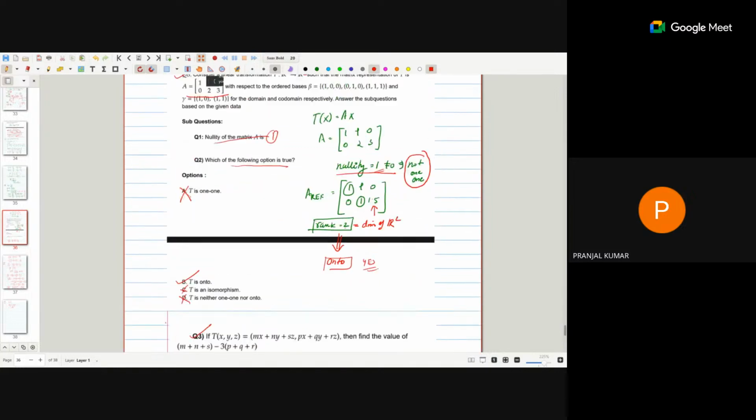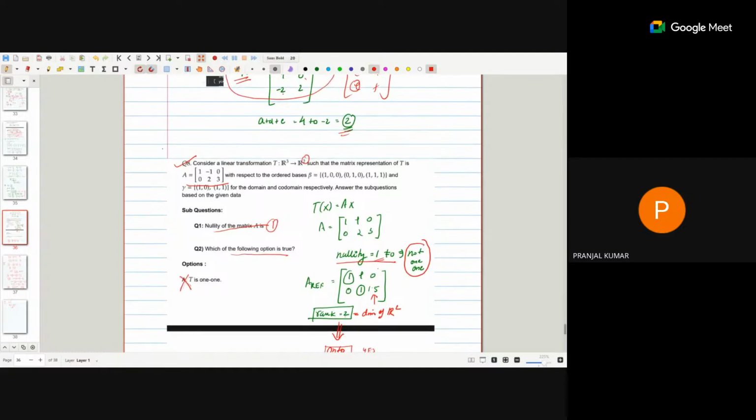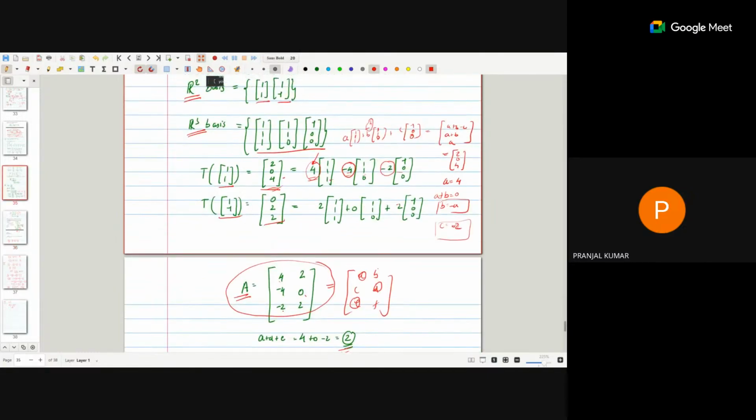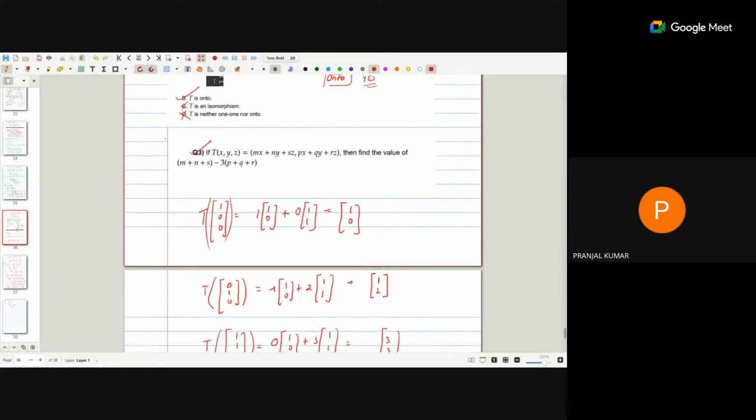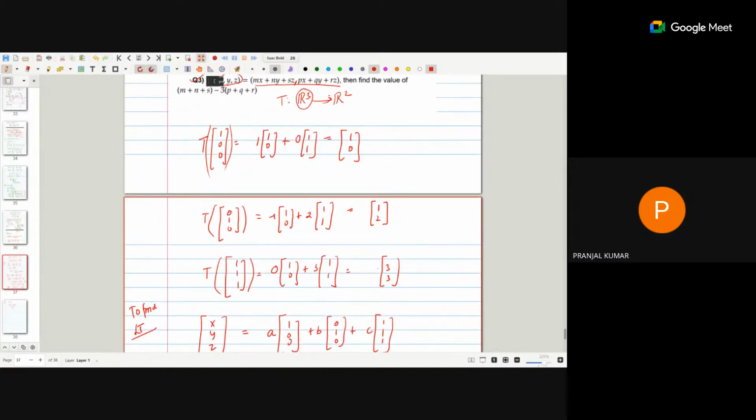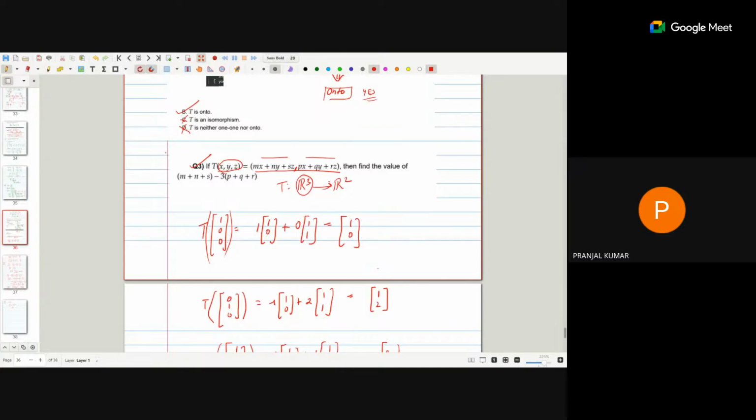So next is this third question. Okay, just wait. The third question is not related to this. They have given you this linear transformation. You can see this is your input vector, so the input domain is R3. Then what is your output codomain? See the comma, there are two elements, so the output is R2. I have assumed everything to be the standard basis, so I have found the images according to that.